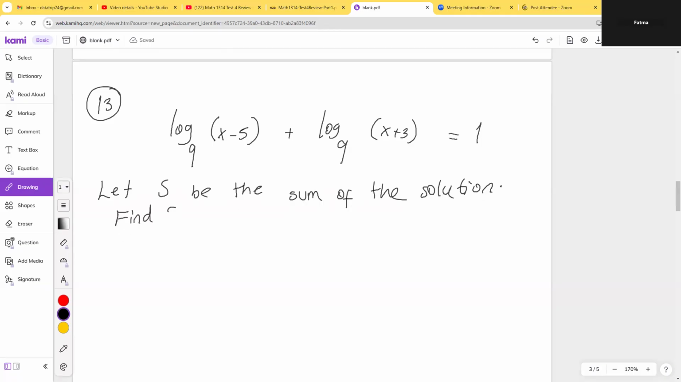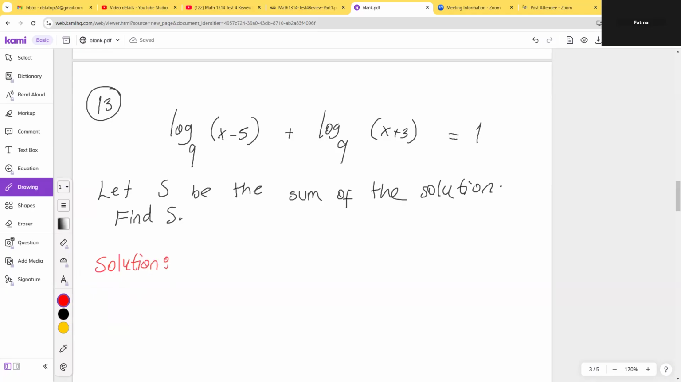Find S. So basically, in this problem, we're going to solve this log equation, and then we're going to add our solutions. If there's only one solution, we're just going to add one number, or we're just going to keep it as is. Okay? So, solution.